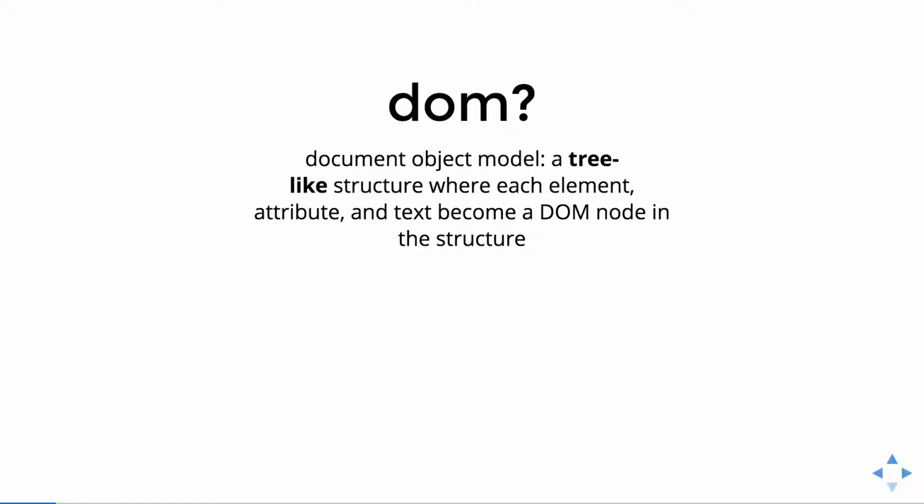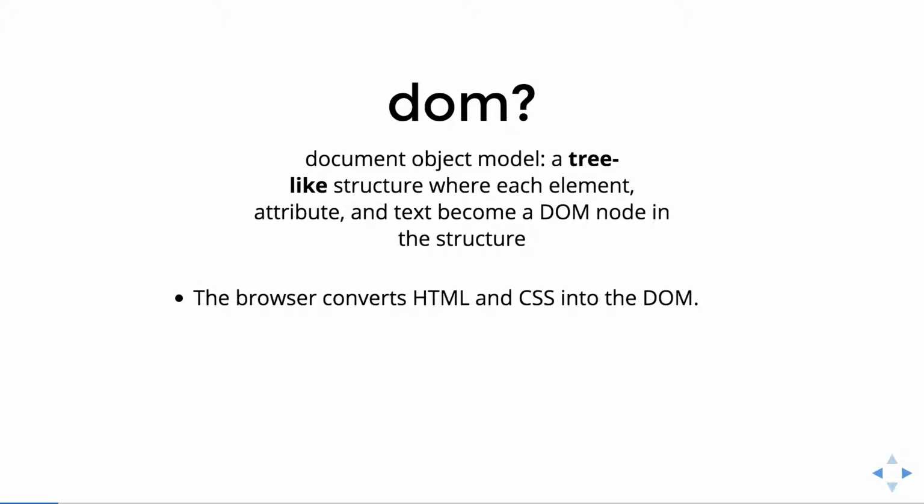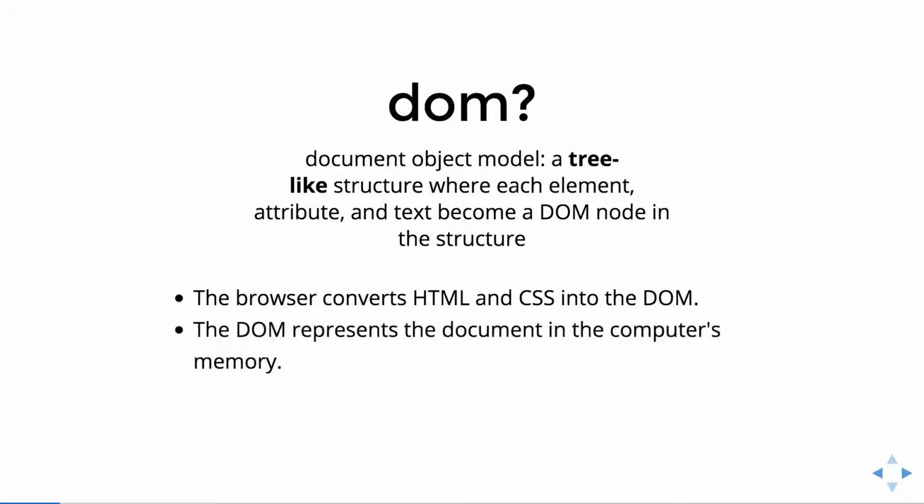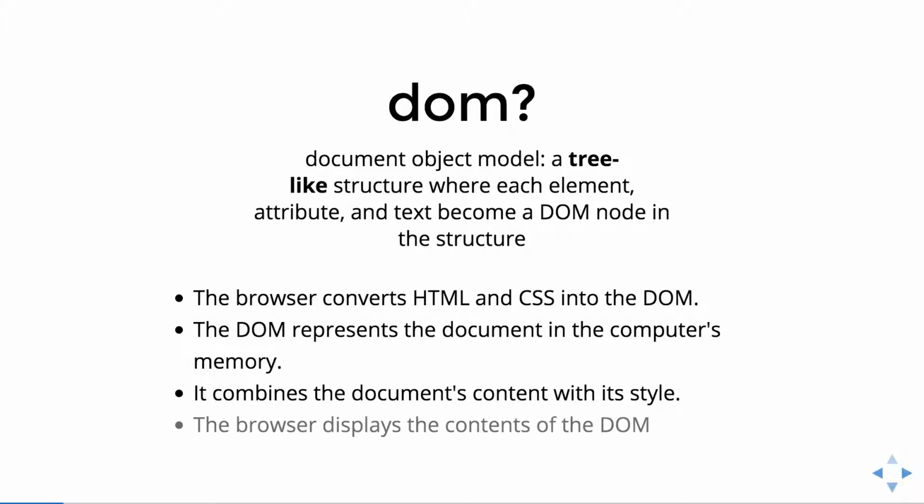So just quickly, the DOM is a tree-like structure where every element, attribute, and text becomes a node in this tree. This is what your browser interacts with. The browser converts HTML and CSS into the DOM. It's a representation of that document in memory. This is what allows you to get access to parts and to manipulate them. It's a model of that document now, and it combines the content and its style.